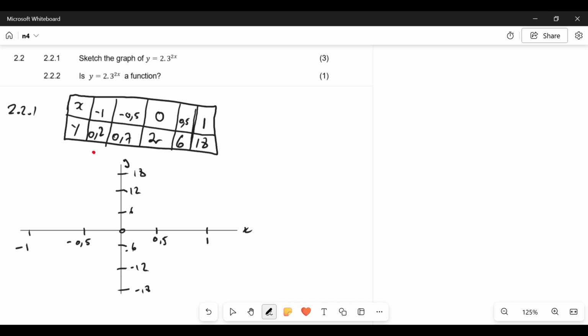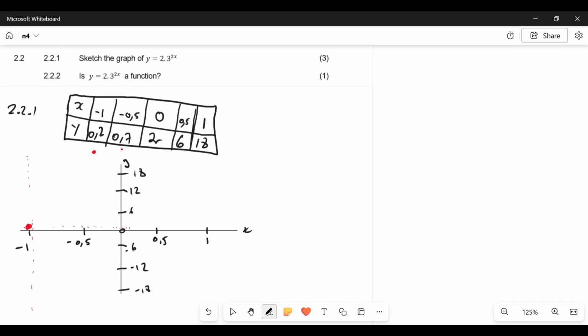When x is -1, our y is going to be 0.2. So we know that x is -1 here. You take a ruler, you draw a line, and then our y is supposed to be 0.2. 0.2 is very close to 0, so you can just draw a line here very close to 0, and wherever they meet, that here is your point.